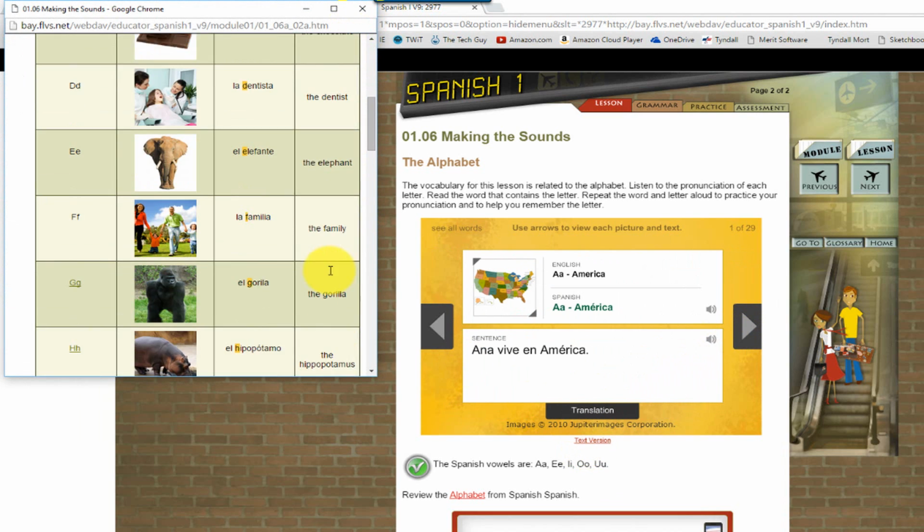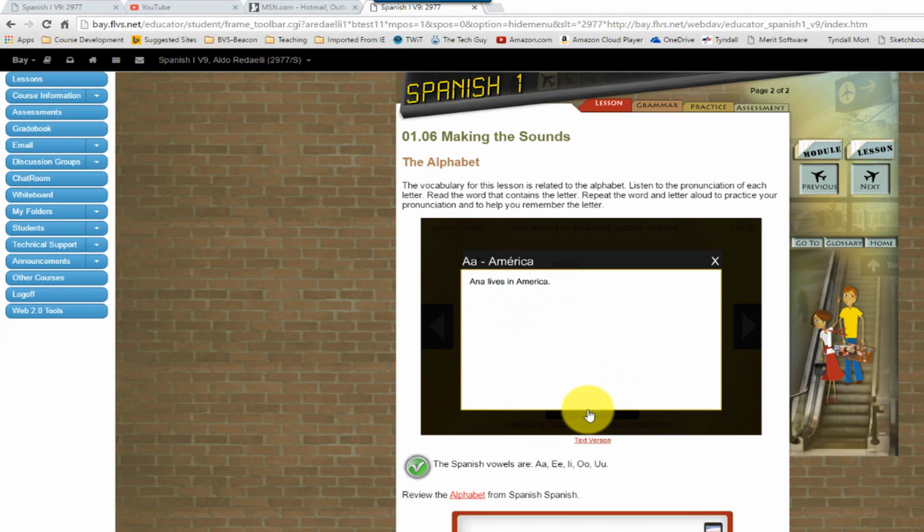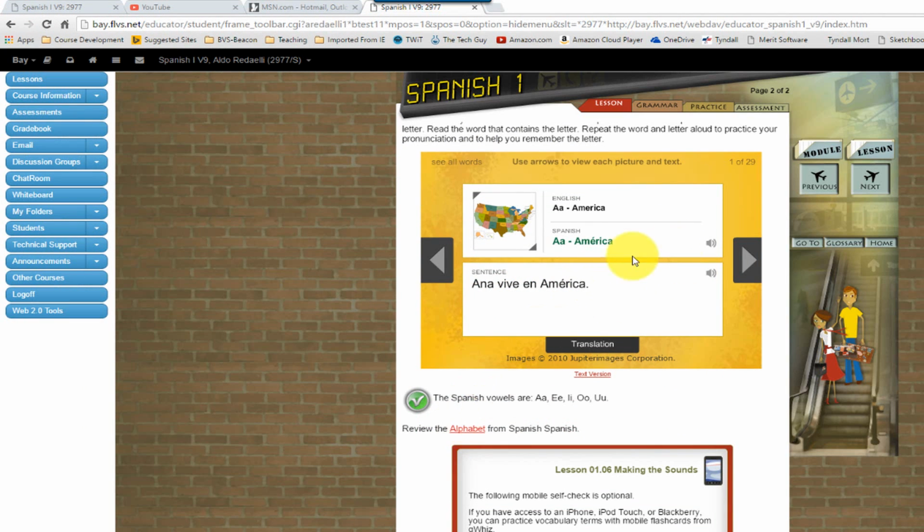So again, if you look at the text version, you see all the pictures. Very good. Remember to click on the translation to look at the translation. Click at the sounds so you can hear them pronounced. So of course you can listen to this video. Either way is fine.